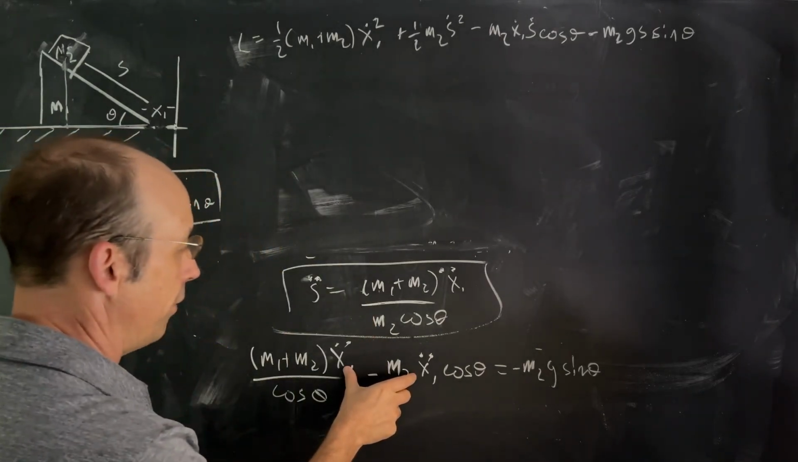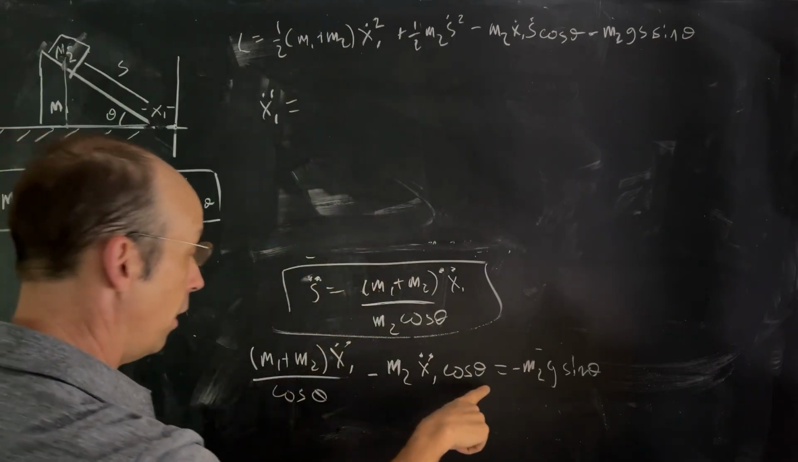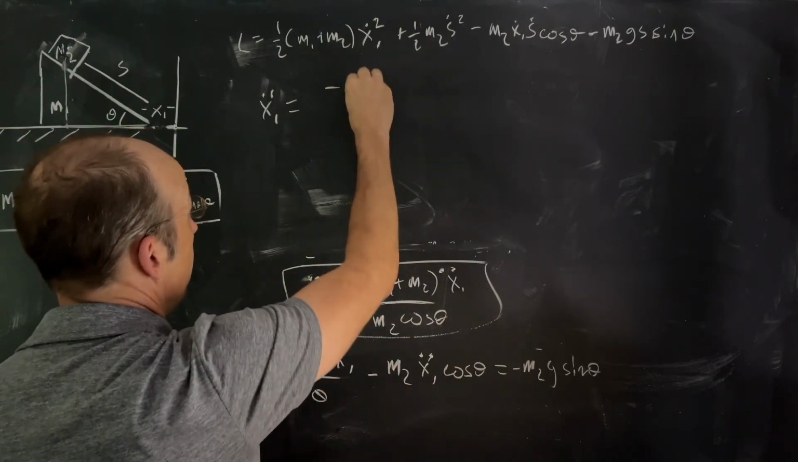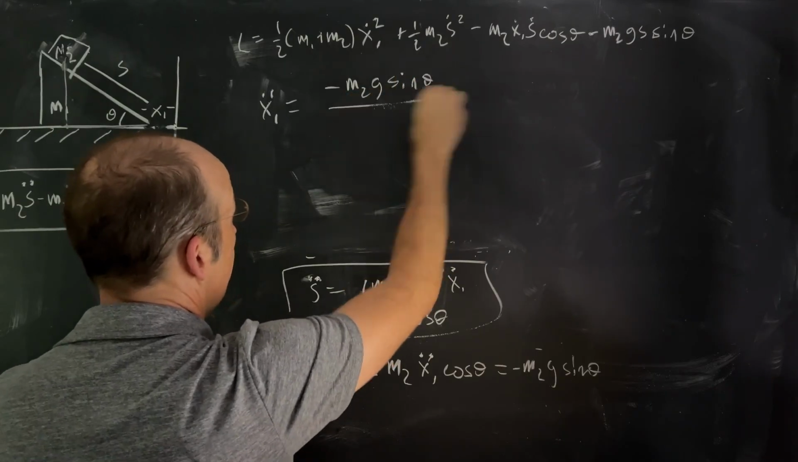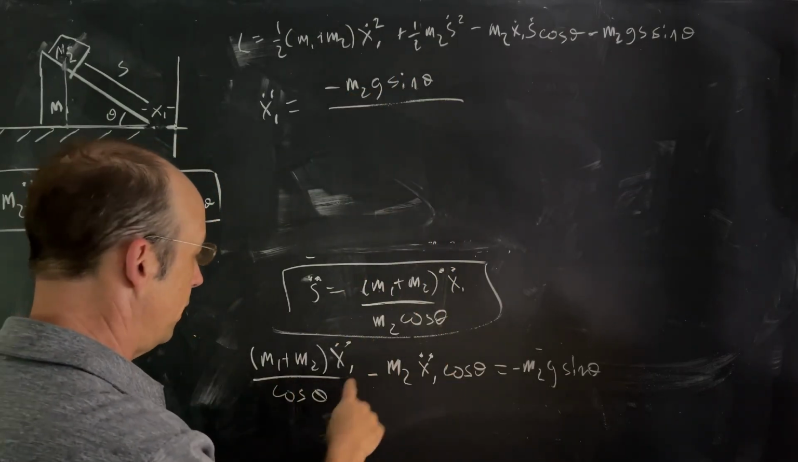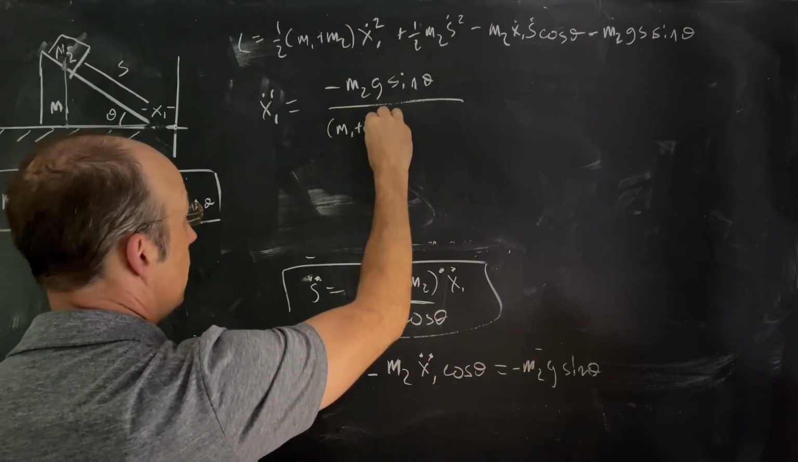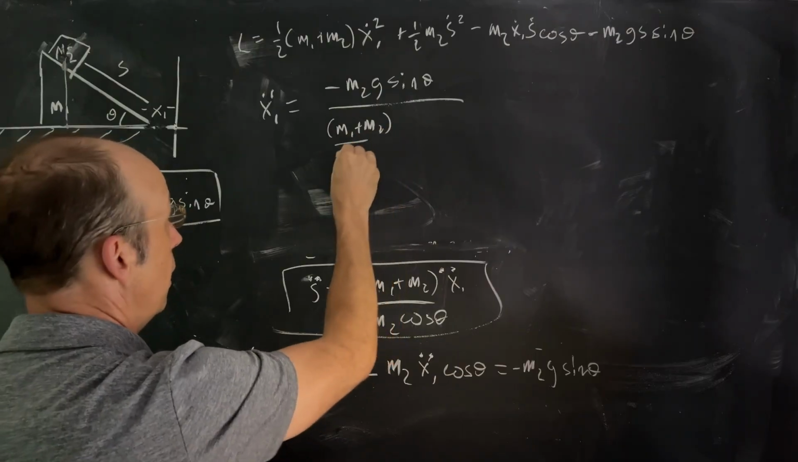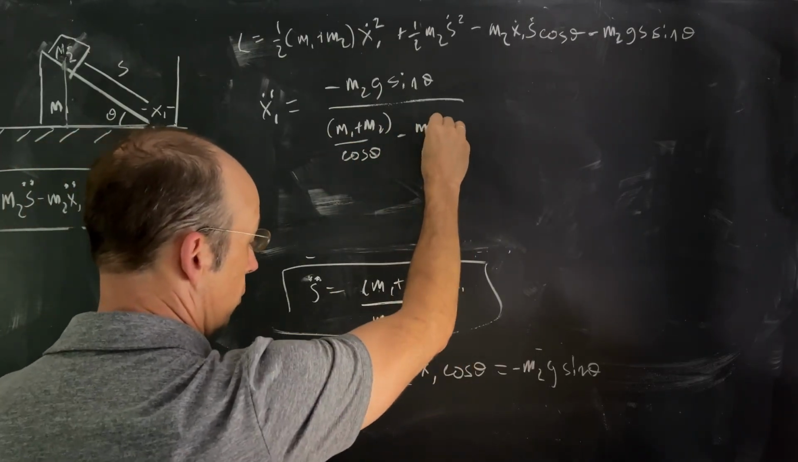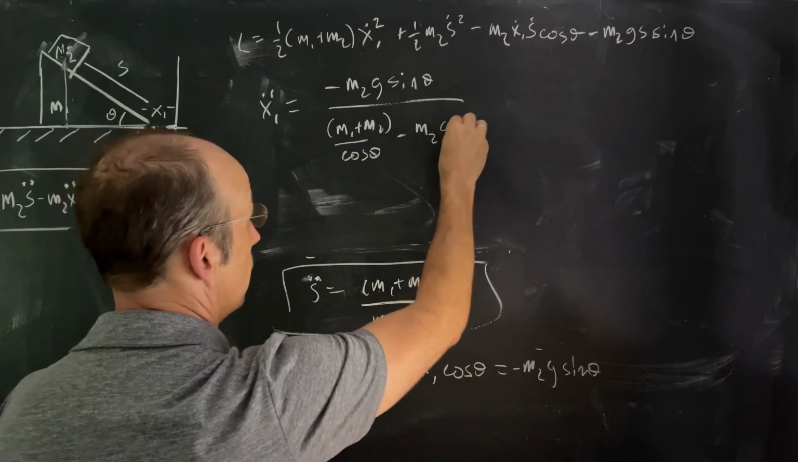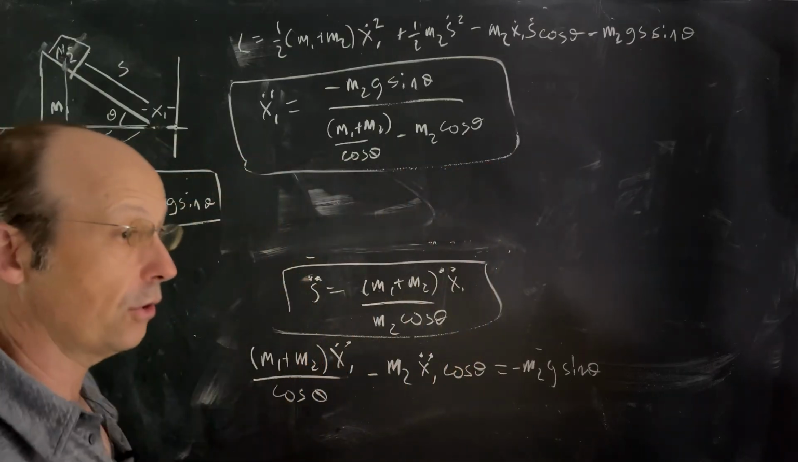I can factor out the x1 double dot. So I have x1 double dot. And then on the other side, I have this negative m2g sine theta. And then I have to divide by all this stuff, right? So let's just do that. m1 plus m2 over cosine theta, that's that term, minus m2 cosine theta. And yeah, it's messy, and you can probably simplify it, but I think it's okay.